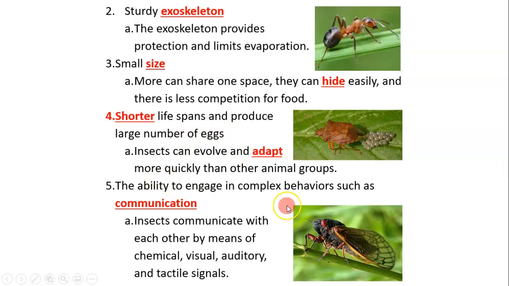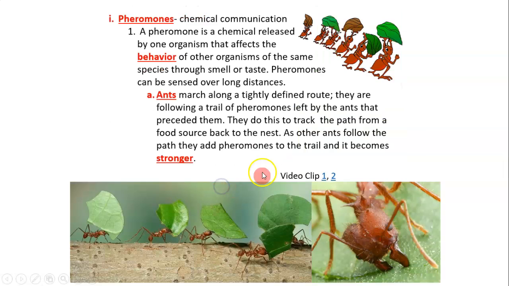And the ability to engage in complex behaviors such as communication is also a biggie. Now, I'm going to talk about communication for a second. Insects communicate with each other in a few ways: by chemical means, which is pheromones, visual, auditory, which is hearing, and tactile, which is touching signals.